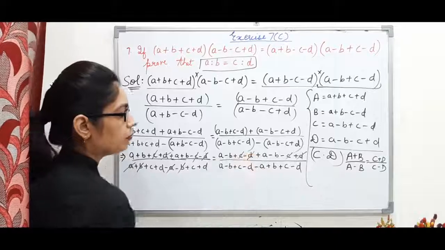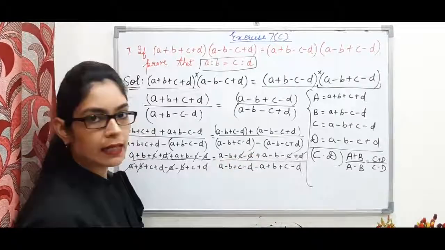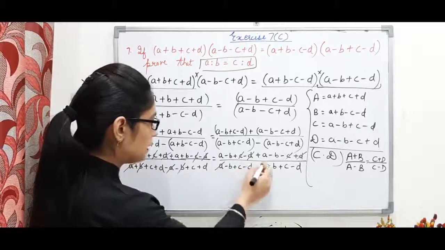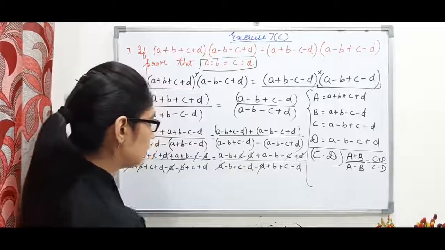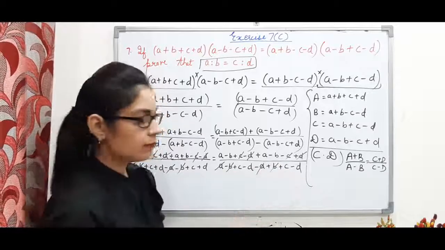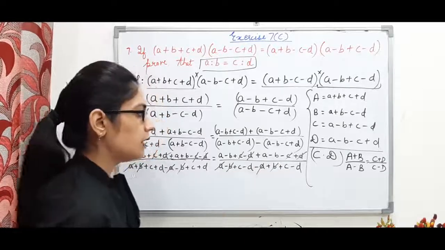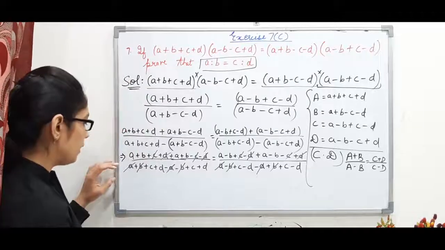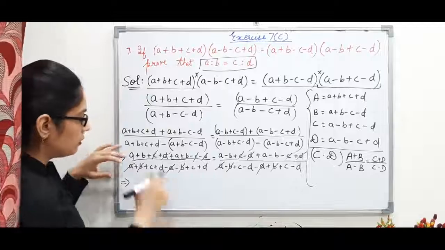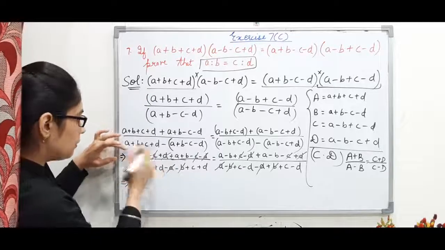See, a both with same signs, b both with same signs, so they won't get cancelled. Here if I see a minus a, it will get cancelled. B minus b, it will get cancelled. So c same signs, they won't get cancelled, and d also with same signs, they also won't get cancelled. So now I can just add or subtract whatever the terms are. Remaining terms we can solve.